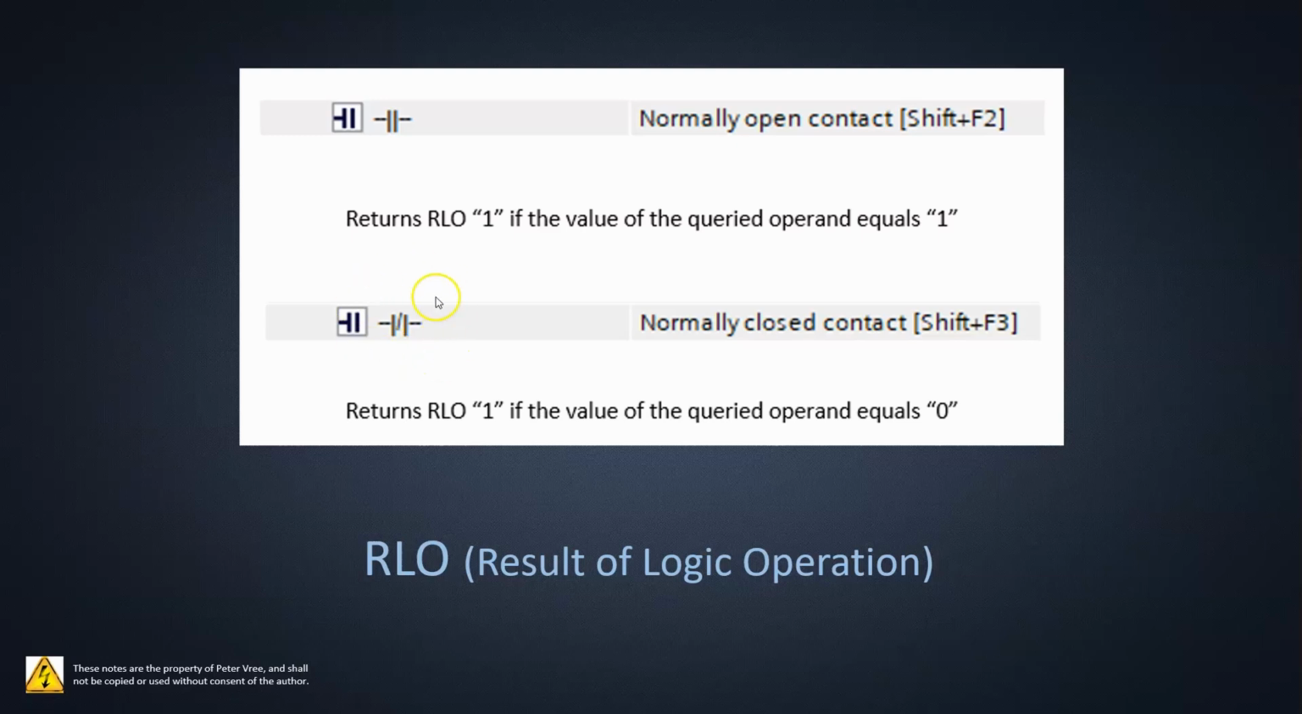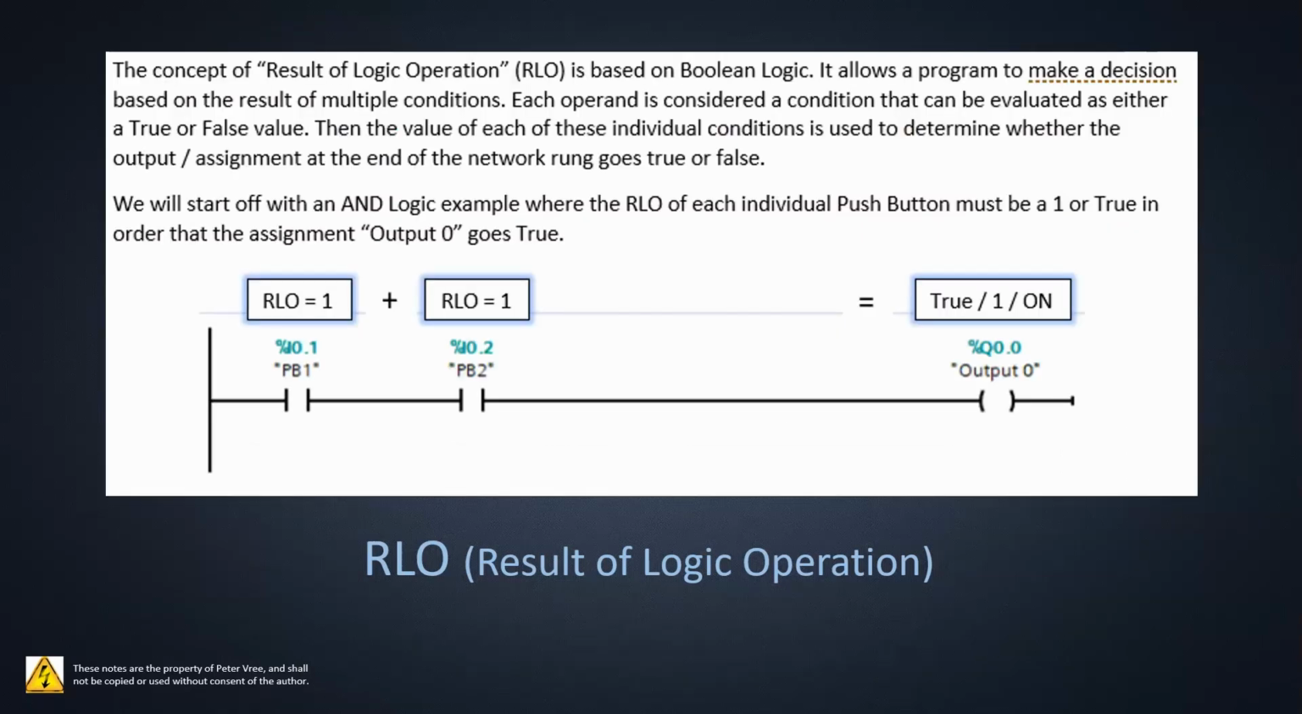Okay, this one right here for the normally closed contact, it returns an RLO, a result of logic operation, of 1 if the value of the queried operand equals 0. So this one is looking for the presence of 0, or no voltage, or the fact that something's off. So the normally open looks for, again, a 1 in the memory, and the normally closed looks for a 0 in the memory. Okay, let's look at a number of different examples here and see if this will help you to make sense of this.